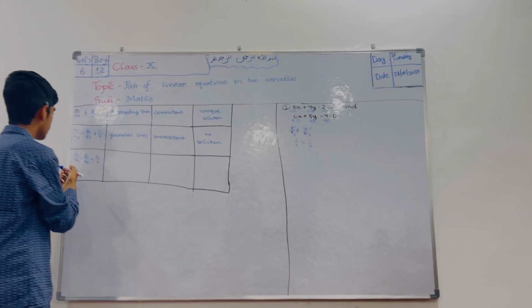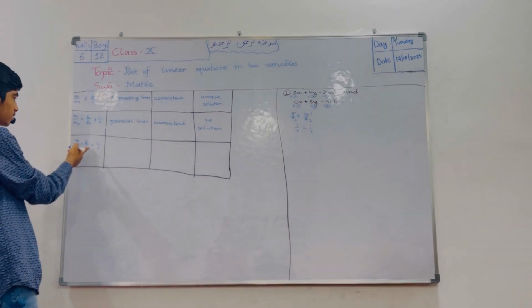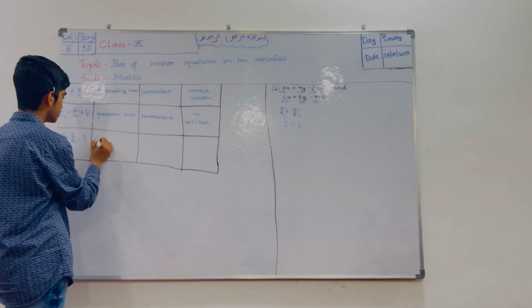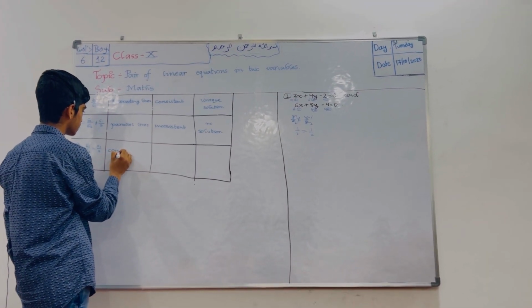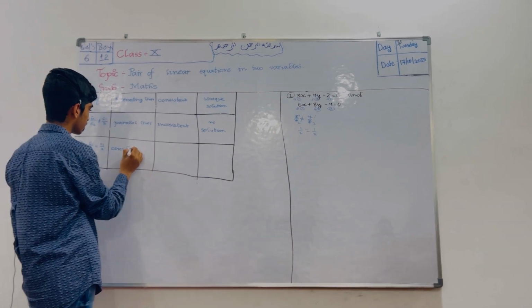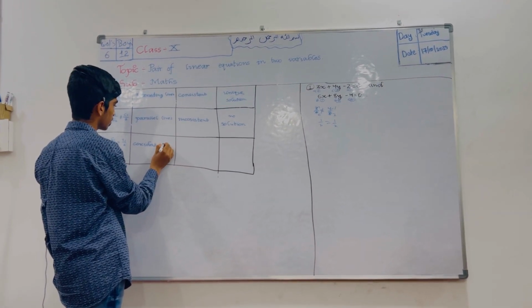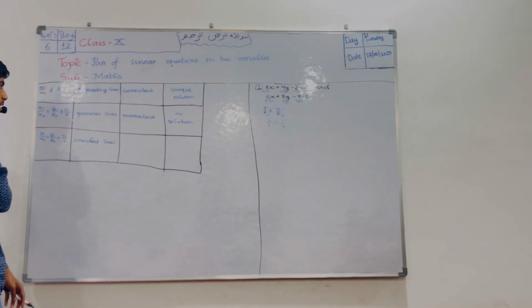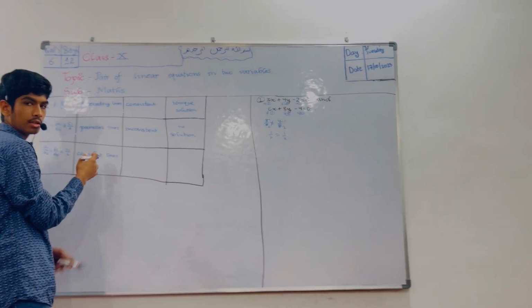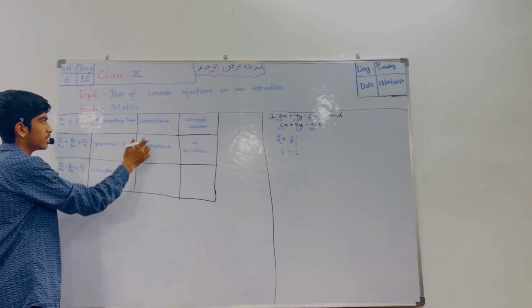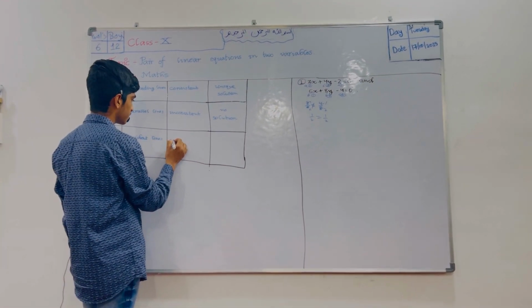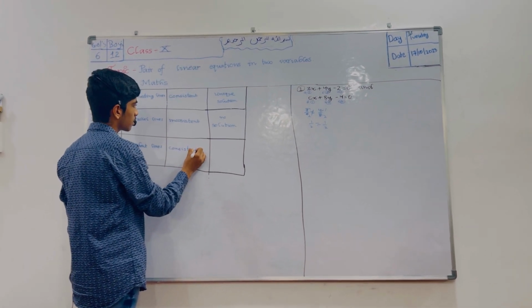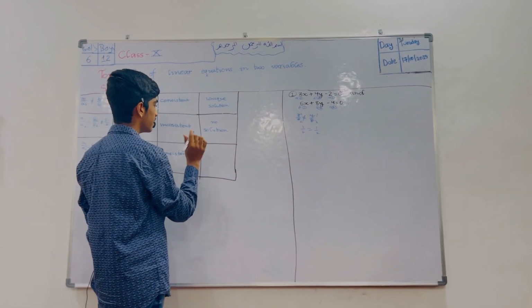And the last condition is a1 by a2 equals b1 by b2 equals c1 by c2. It means all are equal. In this case it is coincident lines. In coincident lines, the lines have infinite solutions. So it is consistent. Consistent means it has infinitely many solutions.